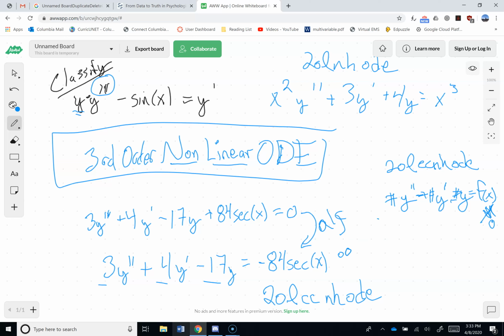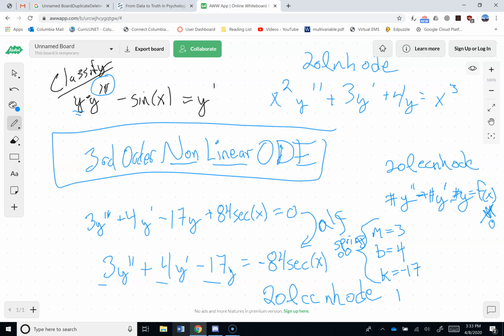I think you can tell me something about this as a spring. Oh, as a spring. Yeah, so second order linear constant coefficient things are springs, or at least can be thought of as springs. So in this case, I'm seeing that the mass is 3, the friction coefficient is 4, and the spring constant is minus 17. And then it gets hit with the force of negative 84 secant x.